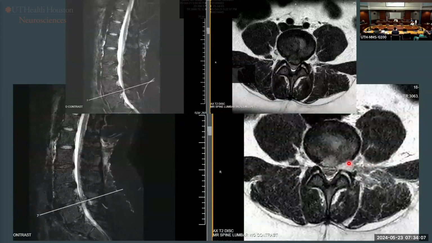You can see Dr. Koshlan came in from the left, was able to take out that disc material and open up the central canal. And this is an immediate post-op study too, which are kind of the ugliest, but you can see that those roots are very decompressed there.